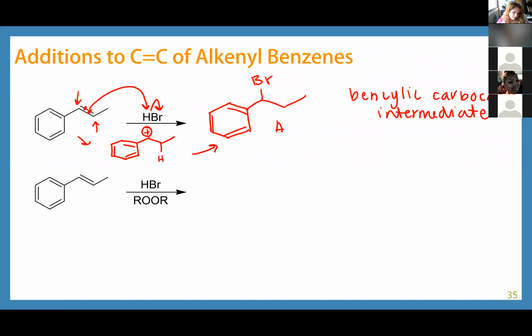Okay, so then our other reaction has peroxides present, which tells us this is a radical reaction. So it's going to go the opposite of our regular Markovnikov reaction. Remember, Markovnikov favors the more stable carbocation. This one is going to go through a radical reaction. And so we want to end up with the benzylic radical as an intermediate.